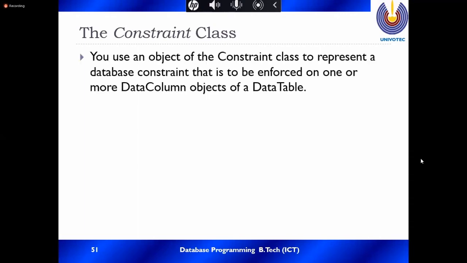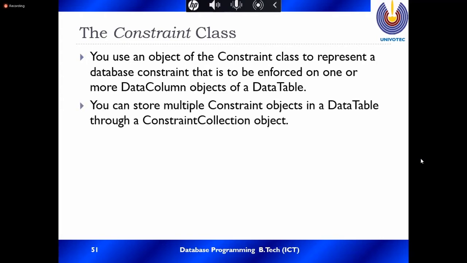Then the constraint class. You use an object of the constraint class to represent a database constraint that is to be enforced on one or more data column objects of a data table. Then you can make the constraint a primary key or foreign key. You can store multiple constraint objects in the data table through the constraint collection object.